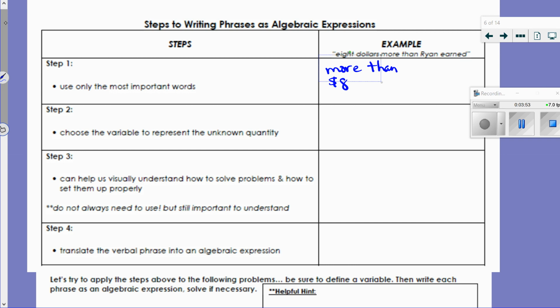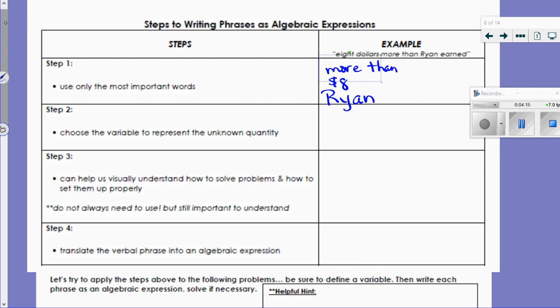No? Ryan. Ryan is important. Because if I don't know what Ryan earned, could I figure out what's going to be $8 more than that? No. So that's the other piece of information that I need. Micah, please stop.